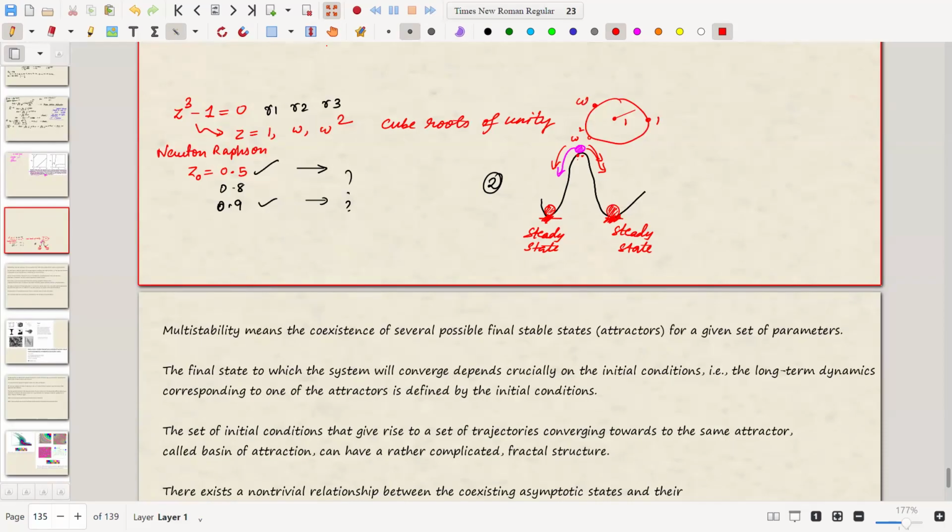Technically it has more than one attractor, isn't it? Does it have only one attractor? It has more than one attractor. But the initial condition you choose decides which attractor it will go to. So that's exactly what multistability is. Multistability means it has more than one attractor where it converges to, depending on the initial condition.